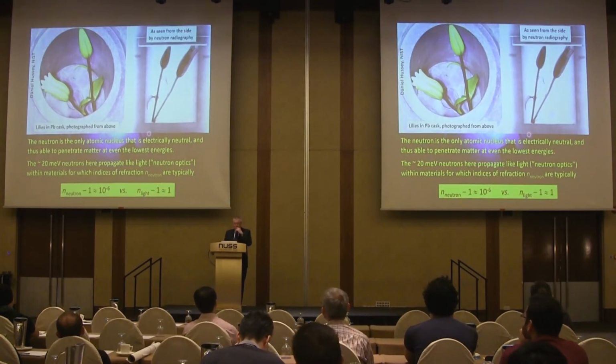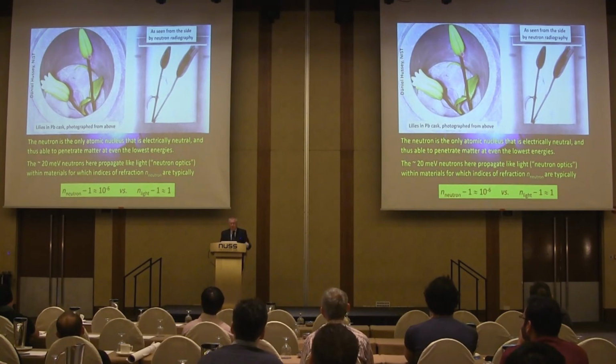So here is, I think, one of the most evocative portraits of the implications of the electrical neutrality of the neutron. You see here on your left a cell phone camera photograph of 2 flowers inside a lead cask. A lead cask is used to safely transport radioactive materials from one place to another within a research laboratory.